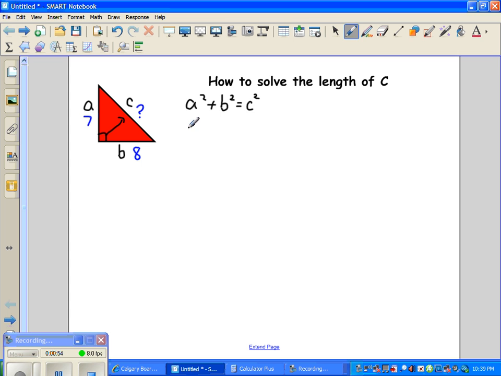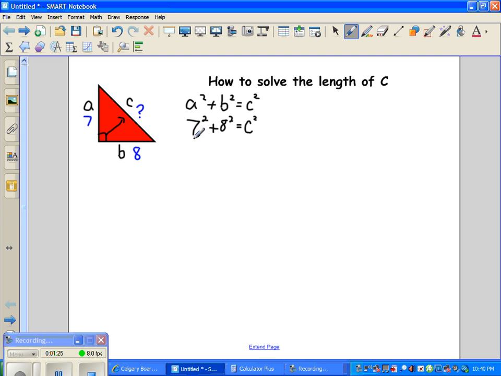Find the length of a, which is 7. Replace the a in the theorem. Make sure you still keep the square symbol. This is plus b squared. B is 8, so that would be 8 squared. And we'll work with that data to find c squared. C, we don't know c, so we have to leave it in the equation.